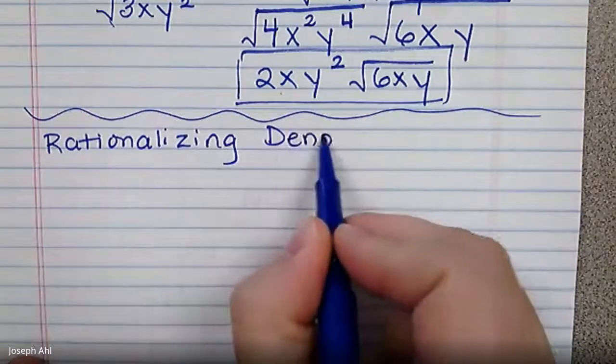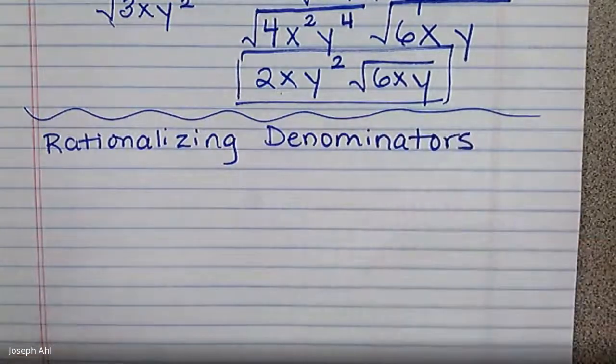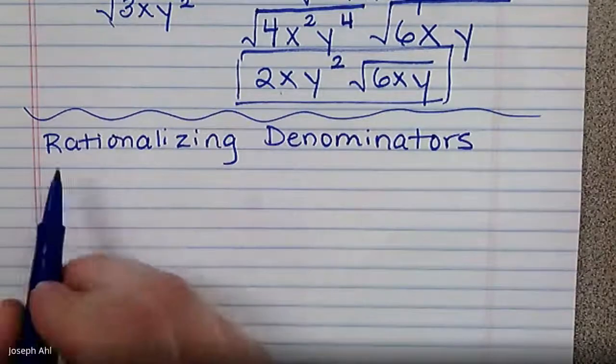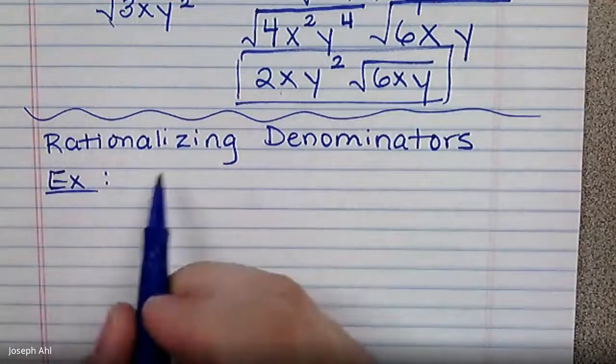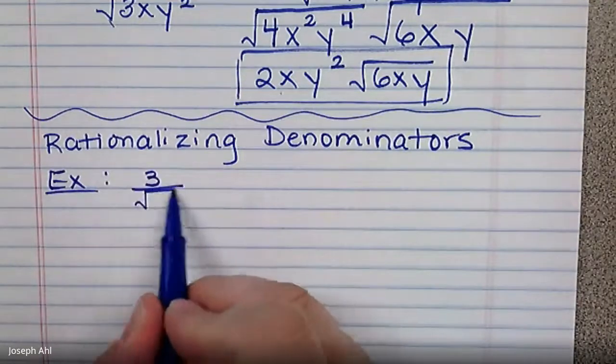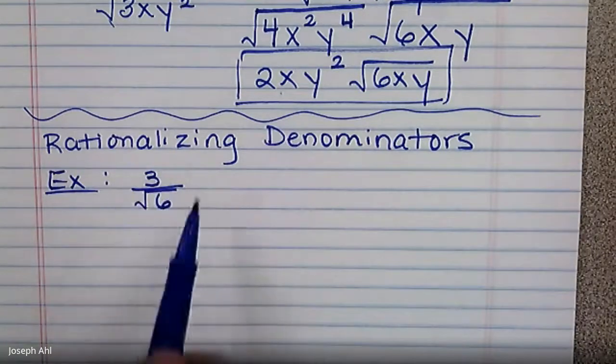All right, let's talk about a process called rationalizing denominators. This is something that you should learn in geometry. I'm not quite sure. Every teacher teaches it, so you'll have to tell me next time I see you if it looks familiar. But here's what I mean by rationalizing denominators. If you have 3 divided by the square root of 6, in simplest radical form, we don't leave radicals in the denominator.